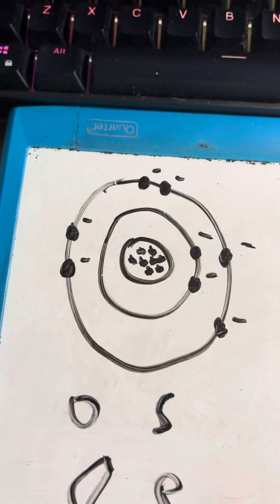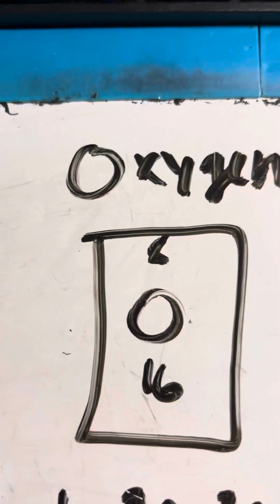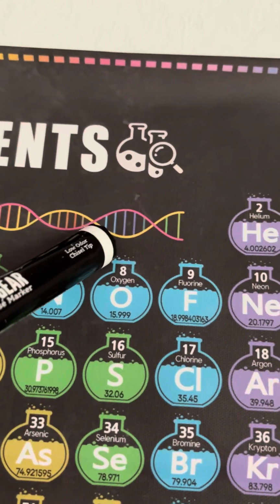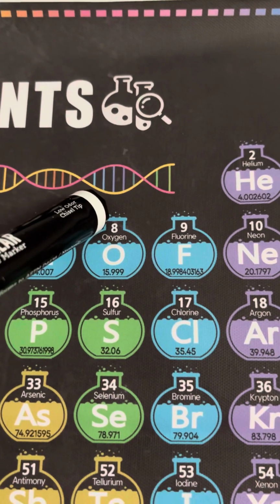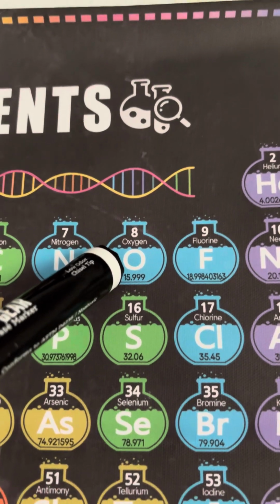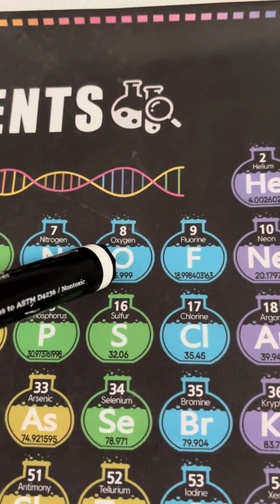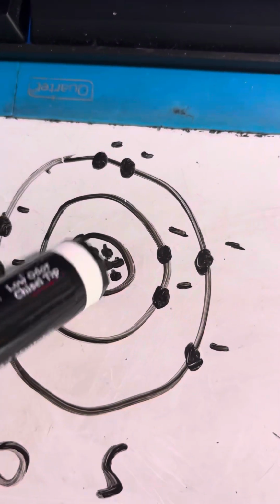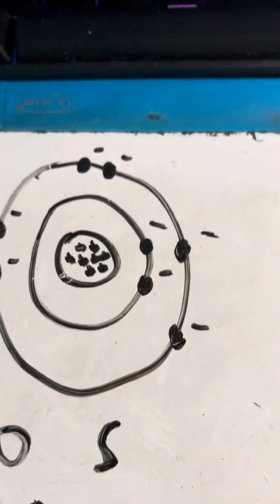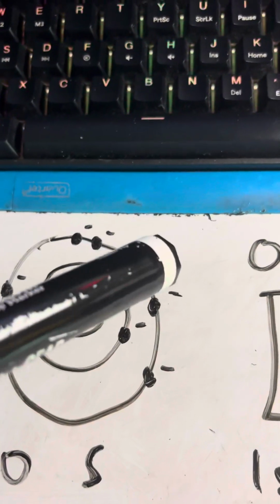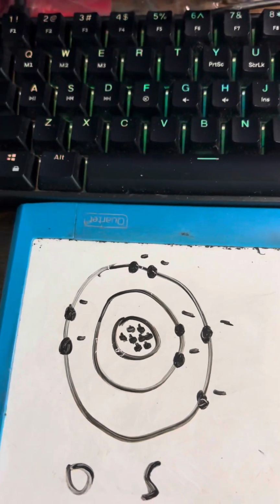So this is an atom of oxygen, which if you look on the periodic table right there, has an atomic number of 8, which means 8 electrons and 8 protons, and then an atomic mass of about 16, which is 8 protons and 8 neutrons, the amount inside the nucleus. So we got 8 protons, 8 neutrons, and 8 electrons. See, 1, 2, 3, 4, 5, 6, 7, 8.